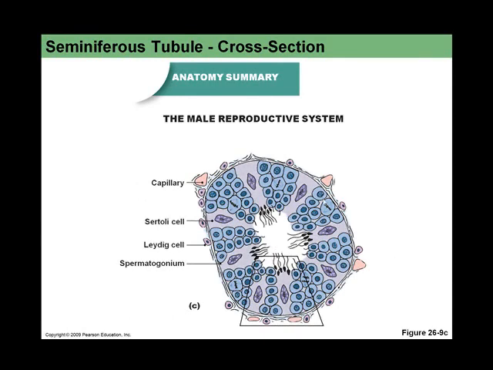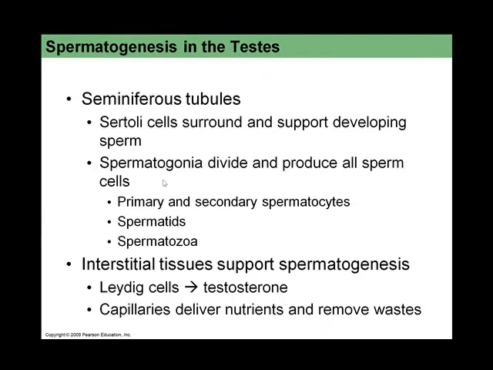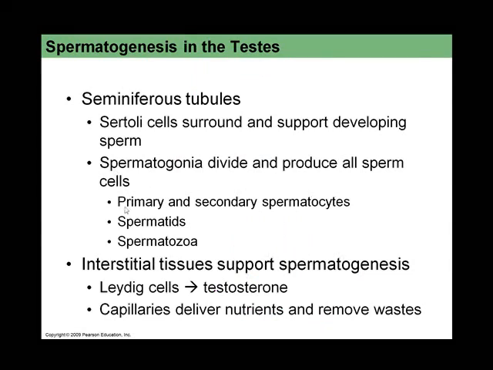Right. So the spermatogonia are going to be here, undergo mitosis to replace themselves. If they didn't, then you'd run out of spermatogonia. And one of the daughter cells will go on to undergo the meiotic division to produce the gametes. So these spermatogonia divide and produce all the sperm cells.